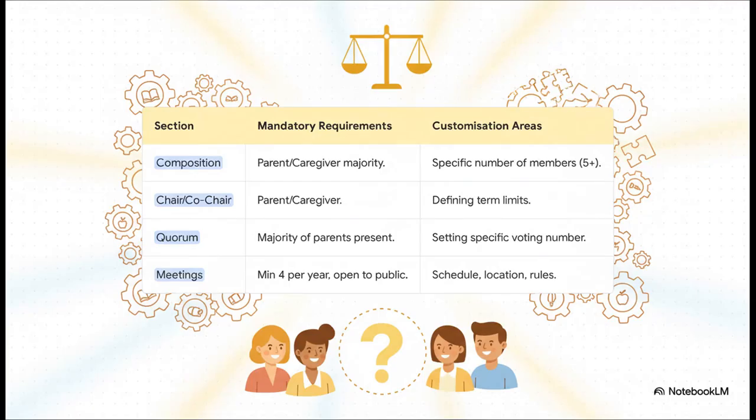This table does a fantastic job of showing that balance between the rules and your flexibility. The law sets the minimums, like you must have a parent majority, and the chair must be a parent, but your council gets to customize the specifics, like the exact number of members you need for quorum, or if you want to set term limits for officers. A really common pitfall is not clearly defining these custom areas in your bylaws, which, trust me, can lead to a lot of confusion down the road.